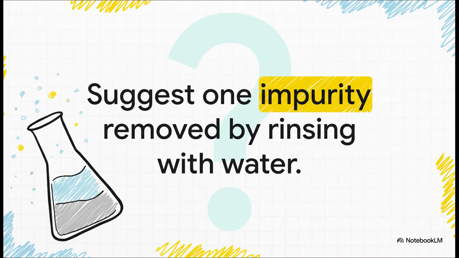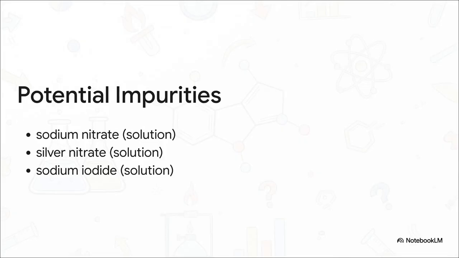Okay, next up, after separating the solid, the student rinses it with water. Question 03.3 asks us to name one impurity that gets washed away. So what else was left floating around in that water after the solid formed? And the mark scheme actually gives you a few options here. The most obvious one is our other product, sodium nitrate.